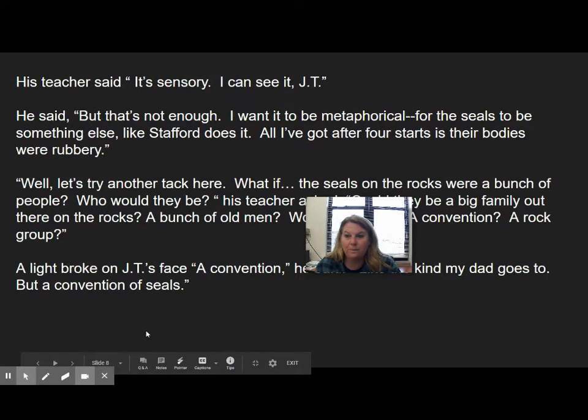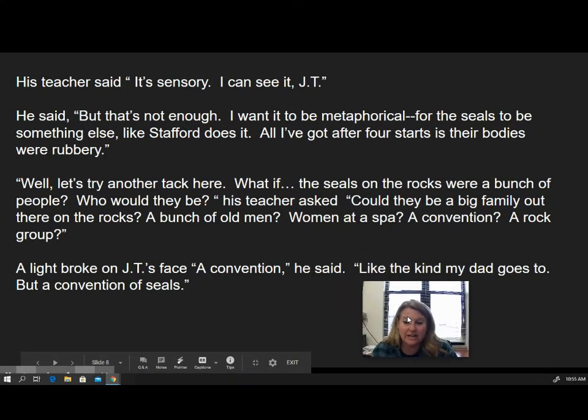Okay, so his teacher said, "Well, it's sensory, JT. I can see it." He said, "But that's not enough. I want it to be metaphorical, for the seals to be something else like Stafford does it. All I've got after 4 starts is their bodies were rubbery." Well, let's try another tack here. What if the seals on the rocks were a bunch of people? Who would they be? his teacher asked. Could they be a big family out there on the rocks? A bunch of old men, women at a spa, a convention, a rock group? A light broke on JT's face. "A convention," he said, "like the ones my dad goes to, but a convention of seals."